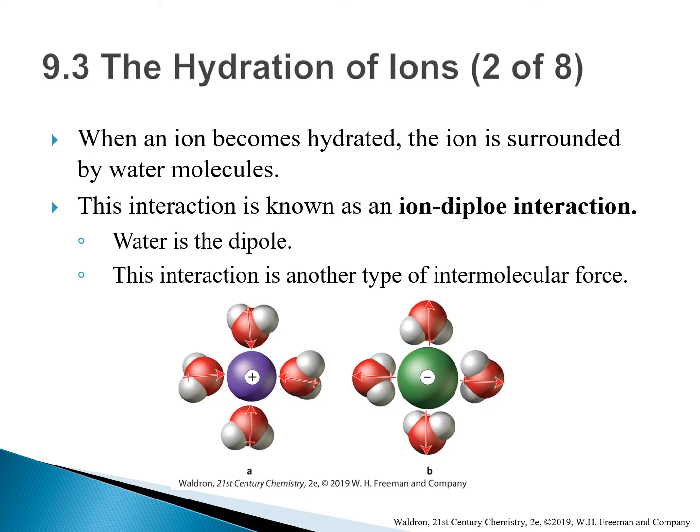The same attraction happens to the chloride ion. It is attracted to the positive end of the water's dipole, as shown to the right with a green ball. These attractions between ions and polar molecules, such as water, are known as ion-dipole interactions. The ion-dipole interaction is another type of intermolecular force. It is stronger than the hydrogen bonding we learned in the last chapter.